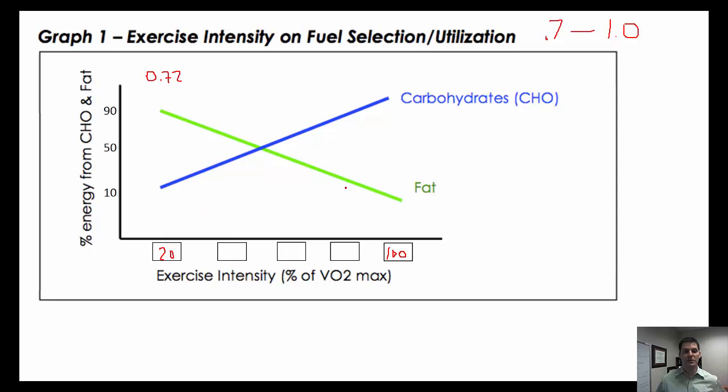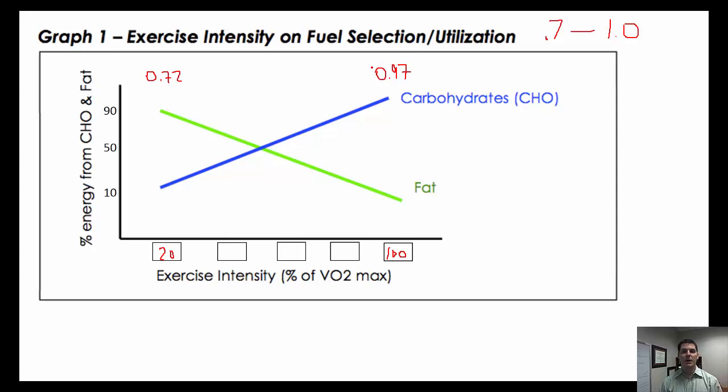On the opposite end of the spectrum, at 100% of our max exercise intensity, we can see that almost all energy is being produced from carbohydrates, very little from fat. So again, we can think of what's a reasonable value for carbohydrates and fat, and this RER then would equal, we'll say, roughly 0.97 or so, give or take.